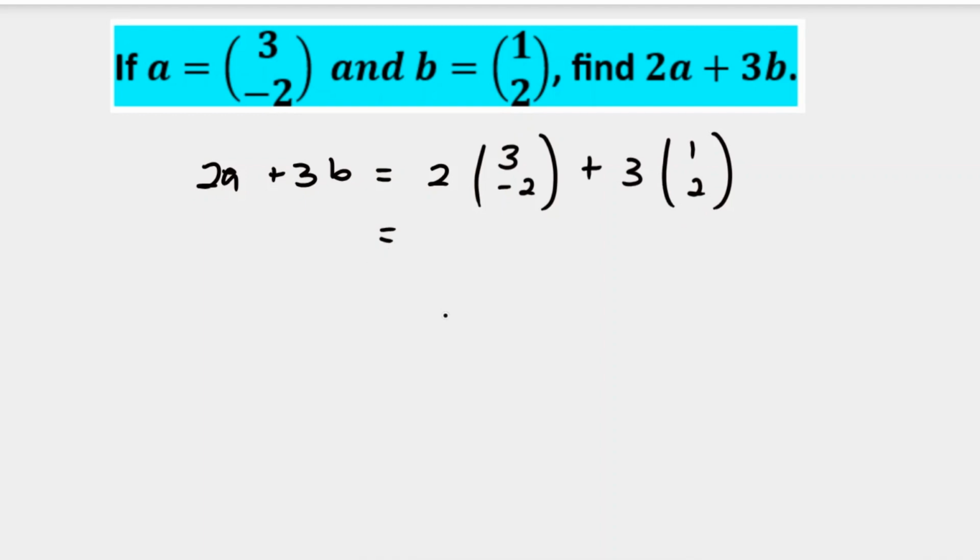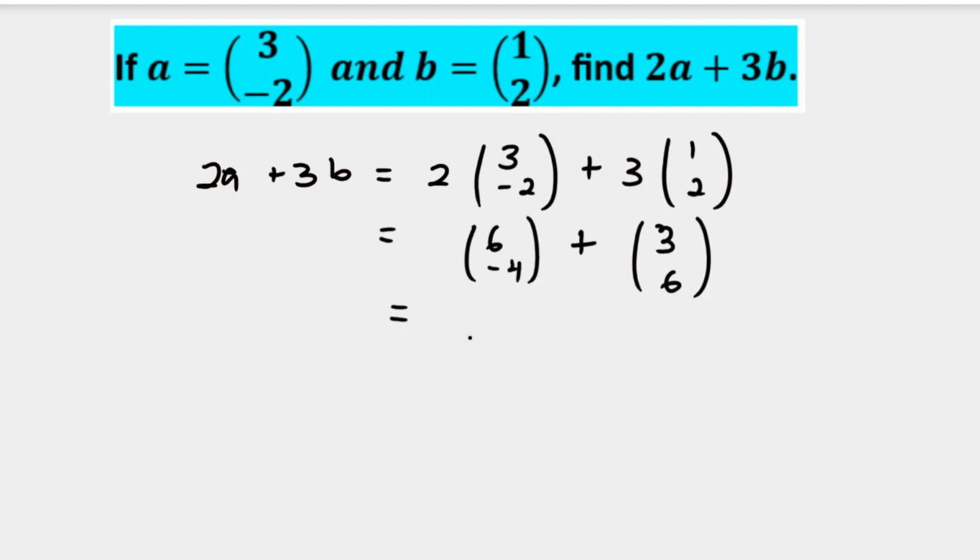Now the next thing is to multiply these numbers that we see outside. Those are the scalars. So you have to multiply them by the vectors. And that is how we do it. We just multiply by everything that we have in a vector. So 2 times 3 is going to be 6, and 2 times -2 is going to be -4. So we're done with the first one. We come to the second one. 3 times 1 is going to be 3, and 3 times 2 is going to be 6.